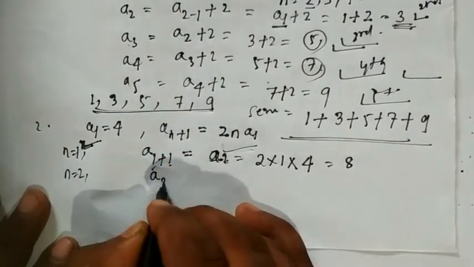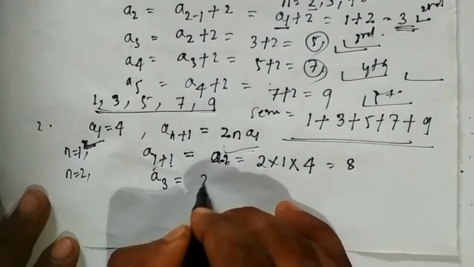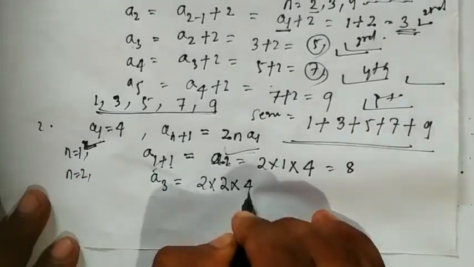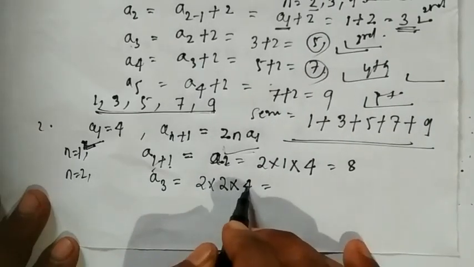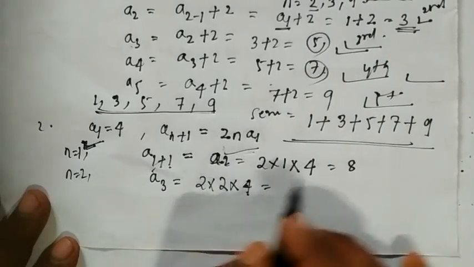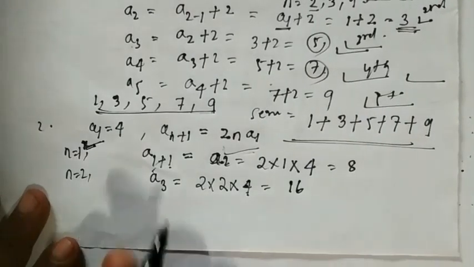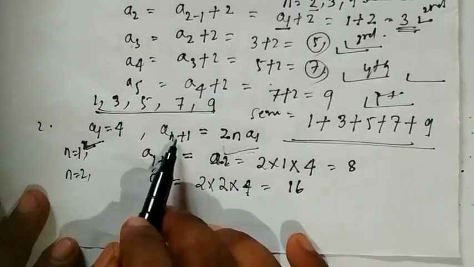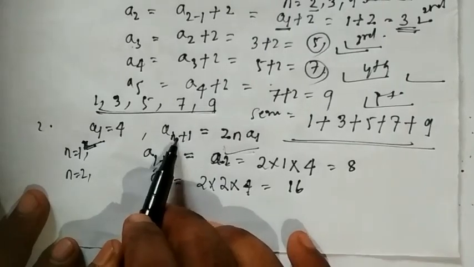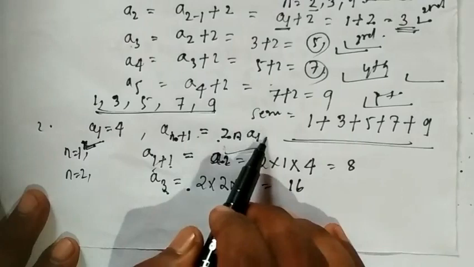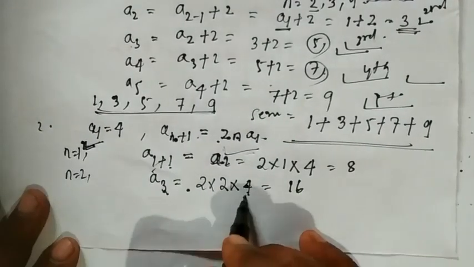then a(2+1), that is a3, is equal to 2 into 2 into a1. How much is a1 here? 4. So 4 into 4, how much are you getting here? 16. Are you understanding? So here I substituted n is equal to 2, so 2 plus 1 is 3. a3 is equal to 2 into 2 into a1. a1 is 4, as given.